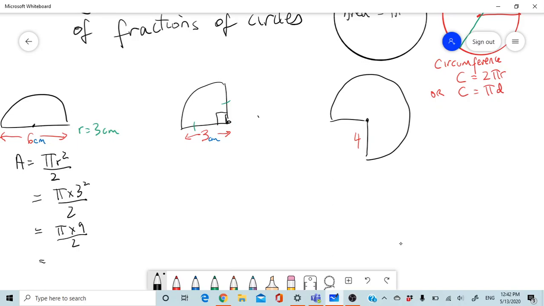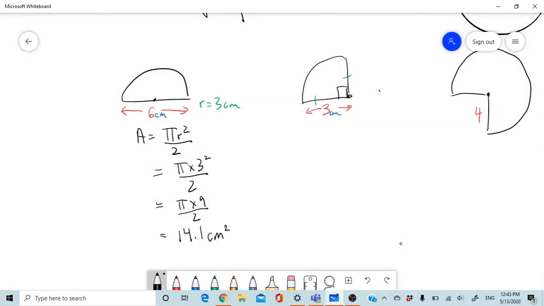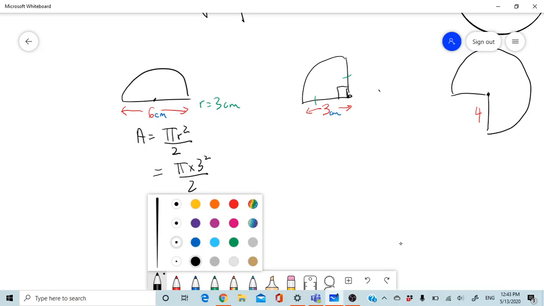But what I'm going to do is go on my calculator, pi times 9 divided by 2 equals 14, let's double check, yeah, 14.137, and I'm going to round that up to 14.1 centimeters squared. Alright, now the next one, I want to work out the circumference of a circle, halve that, and then add on 6.